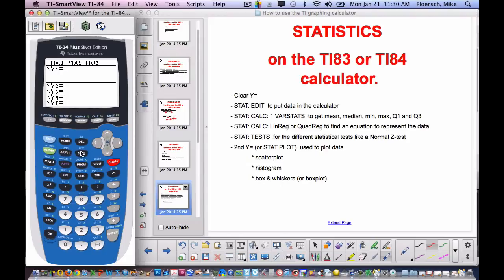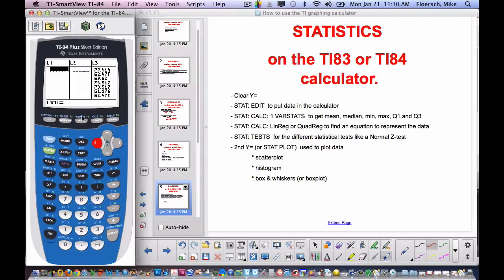Now I'm going to do stat edit number 1. Oh, I have stuff in my calculator. So what I want to do is go up here and hit clear, not delete. I'm going to highlight L1, hit clear, not delete, and come down. When I do that, it clears out the cells. Go over here to L2, hit clear, not delete, come down, and it clears out the cells.